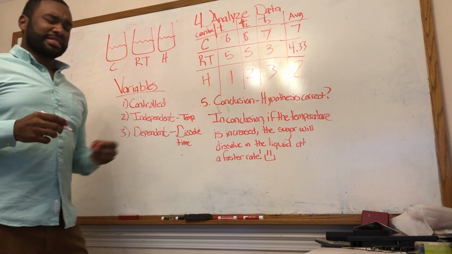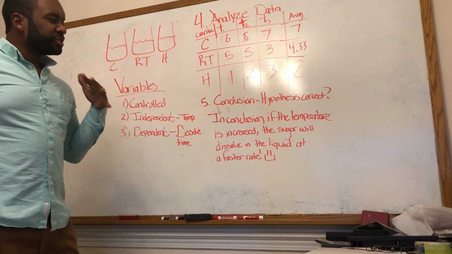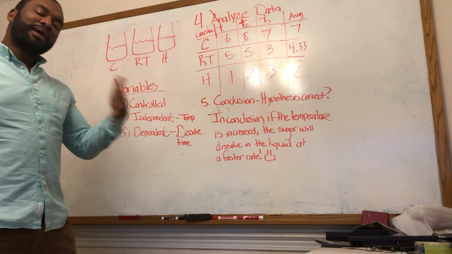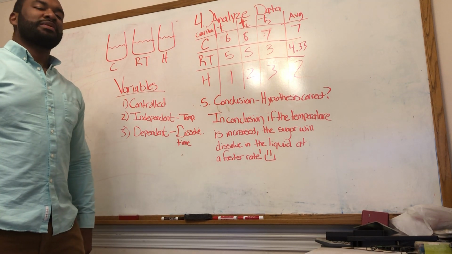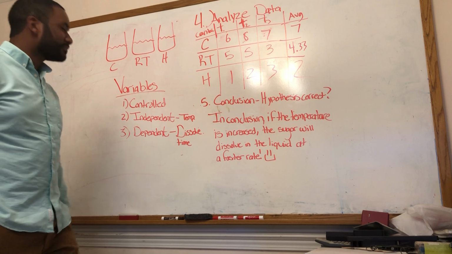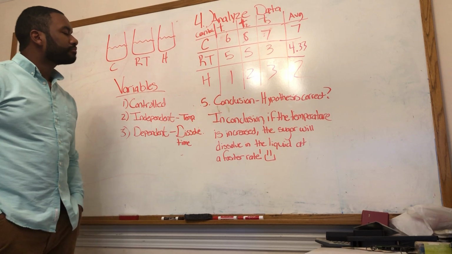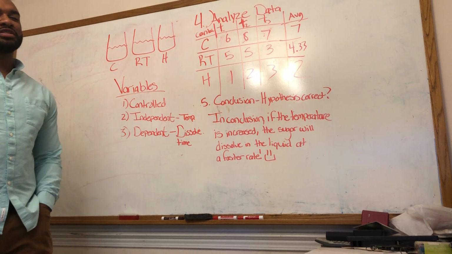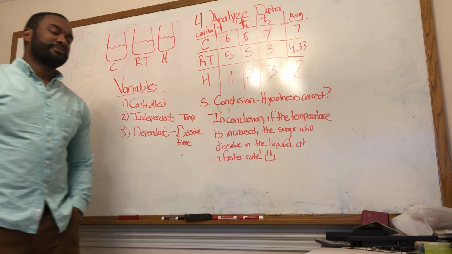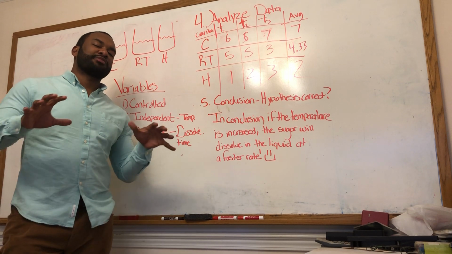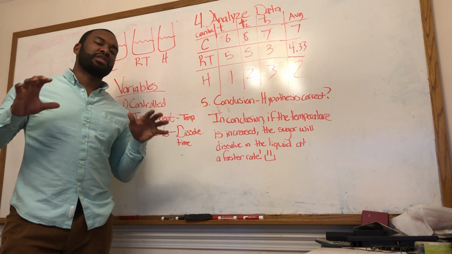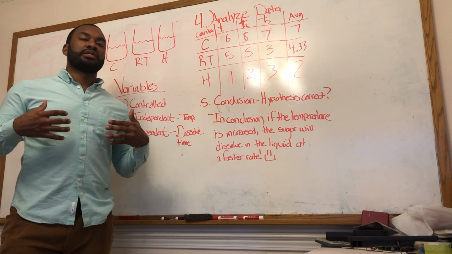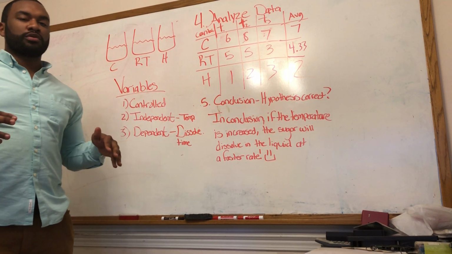So, once again, in conclusion, if the temperature is increased, the sugar will dissolve in the liquid at a faster rate. Smiley face, because it's happy time. It's chemistry. I also want to make another note: we want to refer to things in the third person. We don't really want to use second or first person, because that takes away from the experiment. Our experiment is designed to be objective, and we don't want to attribute any characteristics of it to us, because we want it to be replicable.